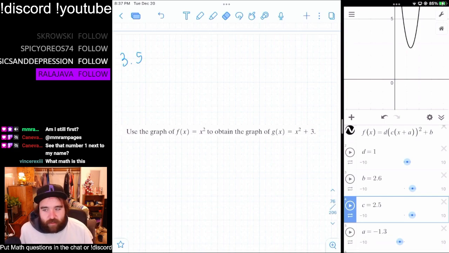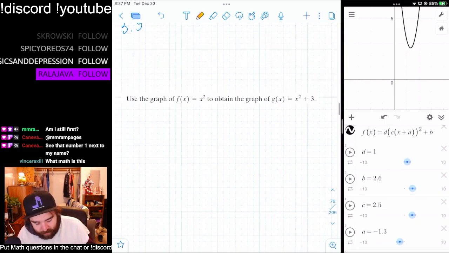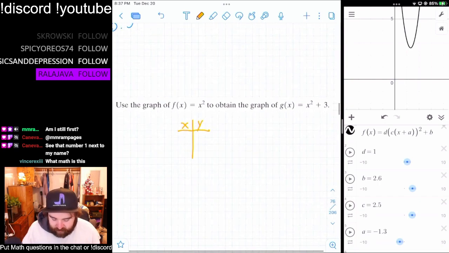So let's think about what's happening here. Use the graph of f of x equals x squared to obtain the graph of g of x equals x squared plus 3. So let's think here just for a second about what's happening. We're not going to take so long with the other problems, but we will on this one. The process is simple, but I do want you to see what's happening.